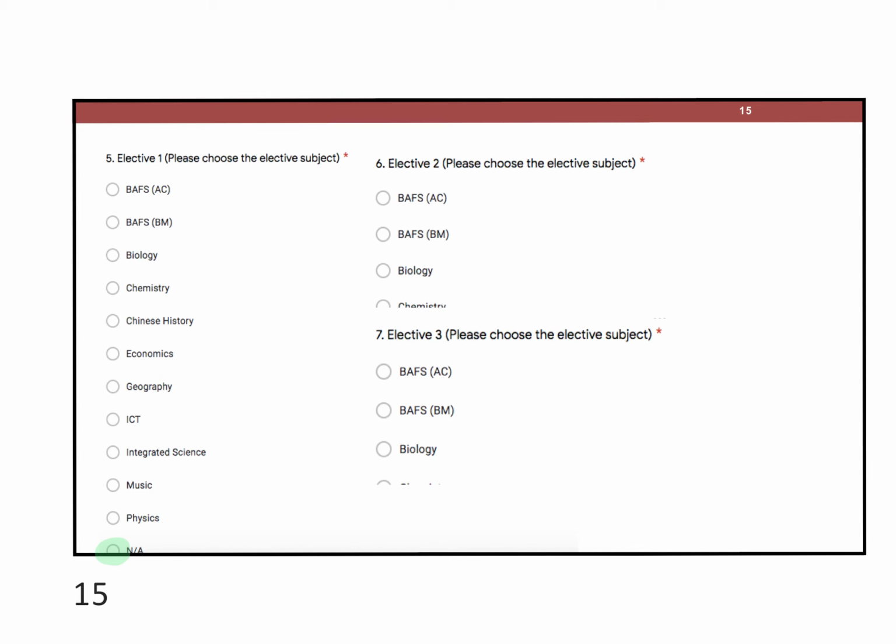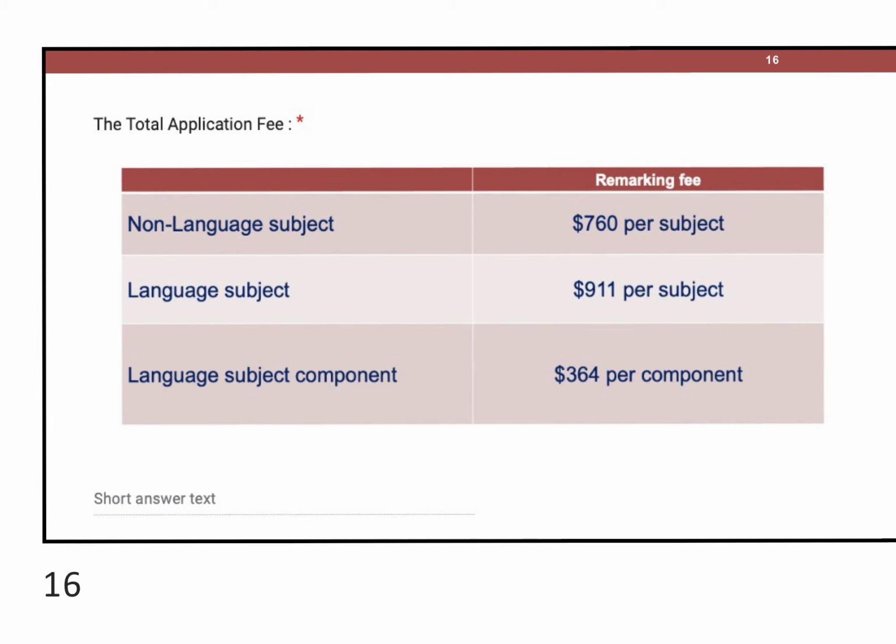Remember, we cannot submit more than 4 subjects to the online system. Please prioritize your preference for remarking. If you enter more than 4 subjects in this Google form, I will contact you to clarify which 4 subjects are going to be input to the HKDSE system. If you cannot be reached, we have to discard your application. Finally, please calculate the total application fee and enter the amount here. Please do double check the amount before you submit.